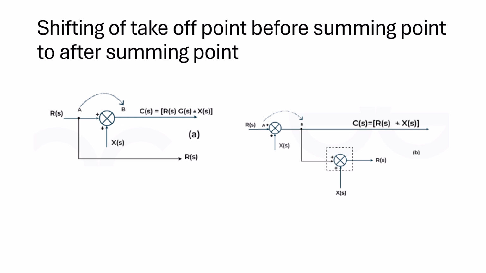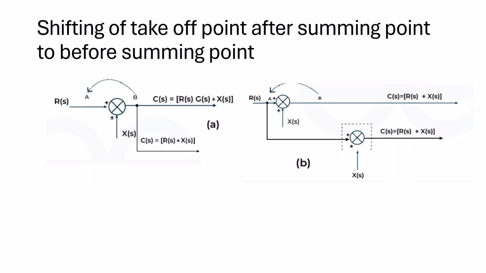Now, if you take a point from B to A, means if you shift this point, then what we have to do, we have to add an additional adder in this part. Okay, so to make it the same way, if we take off a point from after a summer point to before a summer point, then again what we have to do, we have to add an additional adder in this part to make it the same.